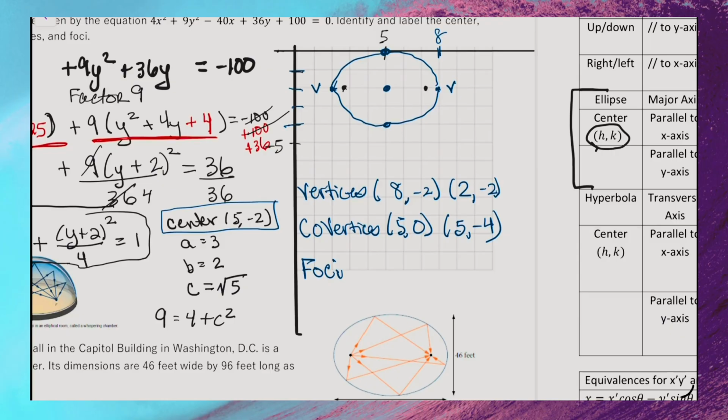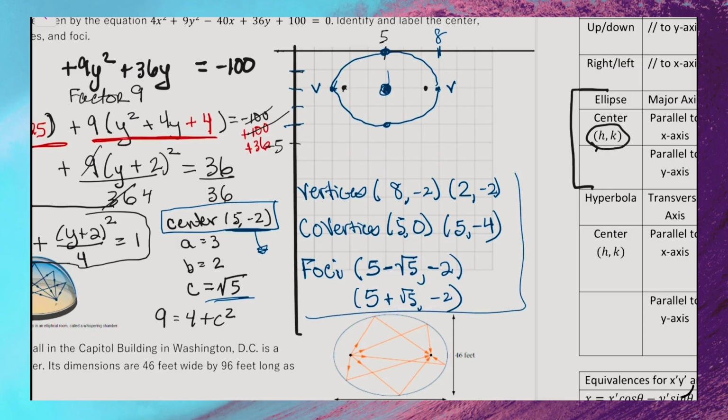now you can start by saying, okay, from this center, the height isn't going to change, but the x value will. So I start at an x value of 5, but then I go to the left root 5 amount. So there's my x, there's my y, and there's another one. From that 5 for x, I'm going to go to the right root 5 amount. There's my vertices, my co-vertices, and my foci. Right there.